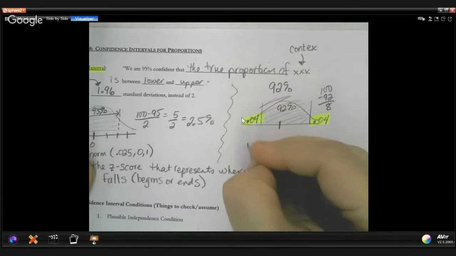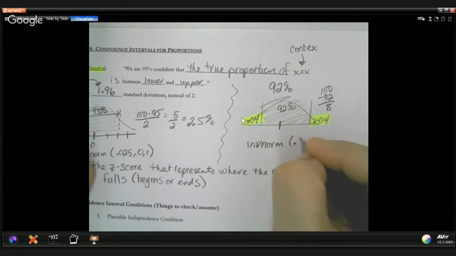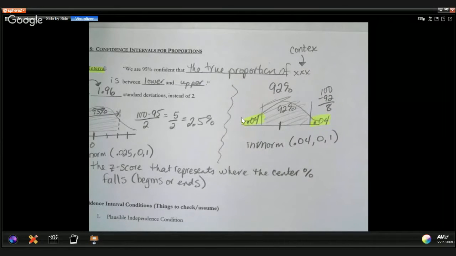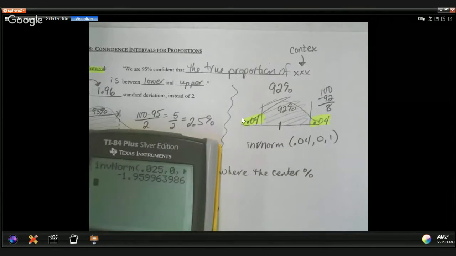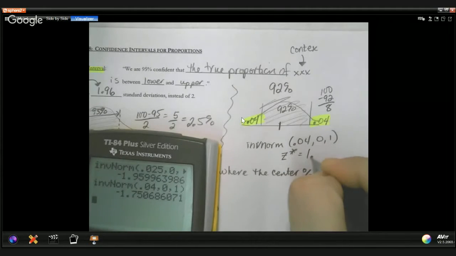So I'm going to do the inverse norm of 0.04 with 0 and 1. And I'm going to keep it with 0 and 1 because, again, I'm just trying to find that z-score, so I don't need real numbers like real means and standard deviations. And so when I need a 92% confidence interval, my critical value is 1.75.